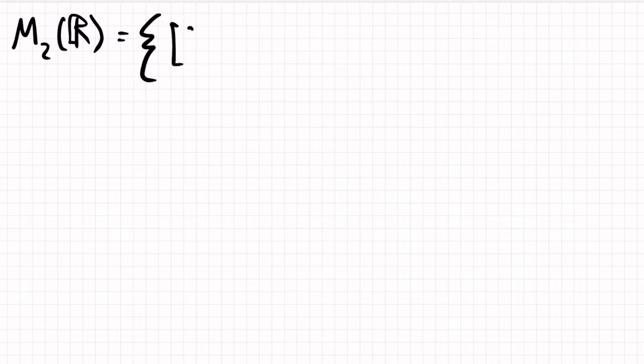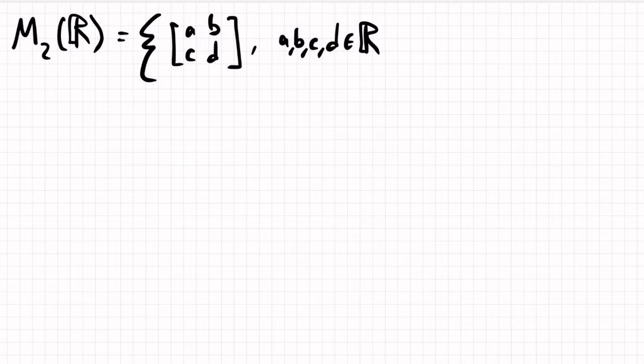So we're trying to find examples of groups, and we'd like to consider groups of matrices. So I'm going to let M2 of R be the set of matrices which have their components in the real numbers. I'll write my matrix A, B, C, D with A, B, C, and D in the real numbers. And we want this with matrix multiplication as the group operation.